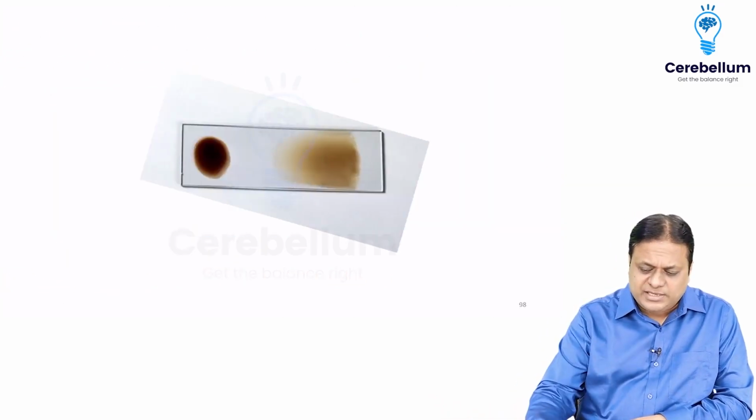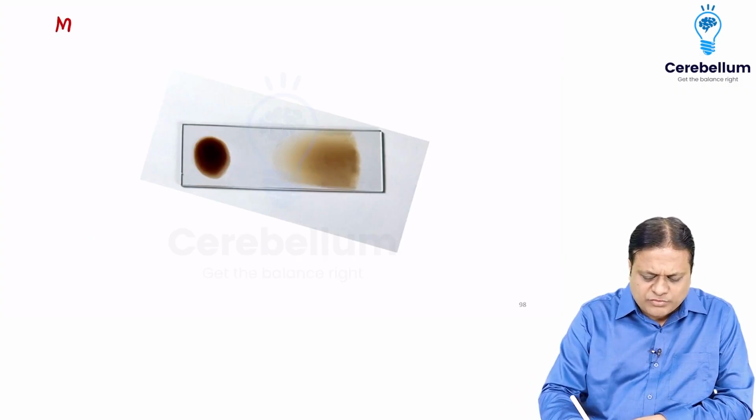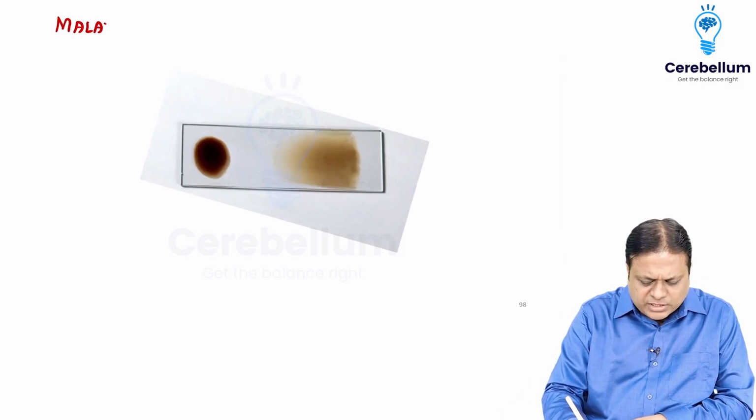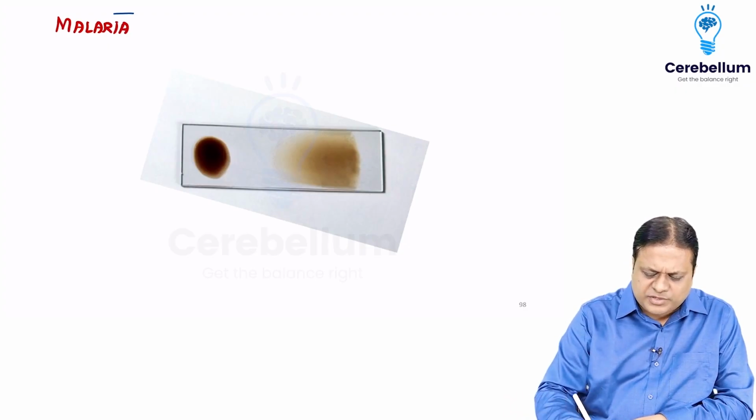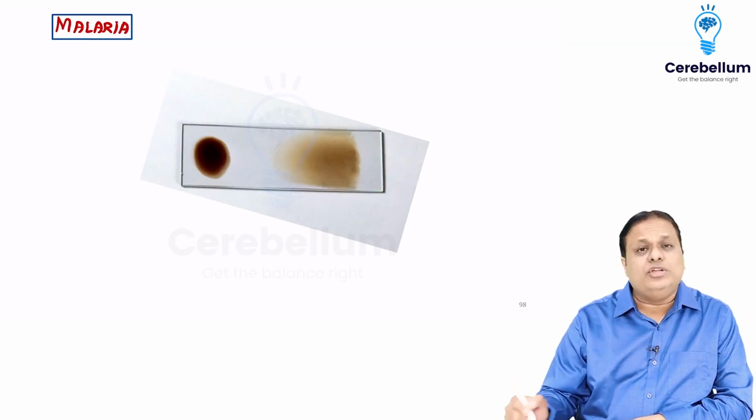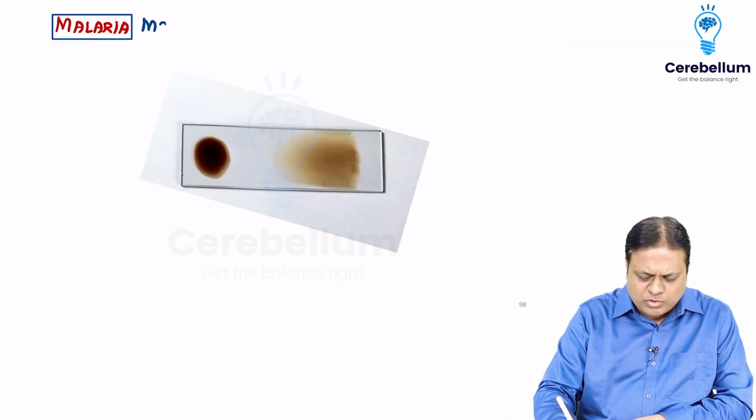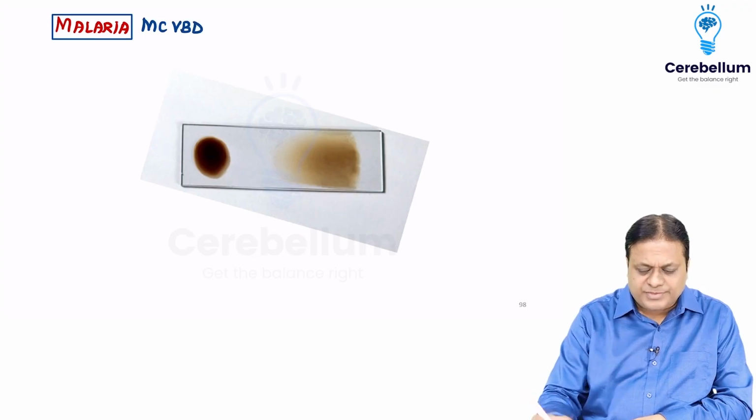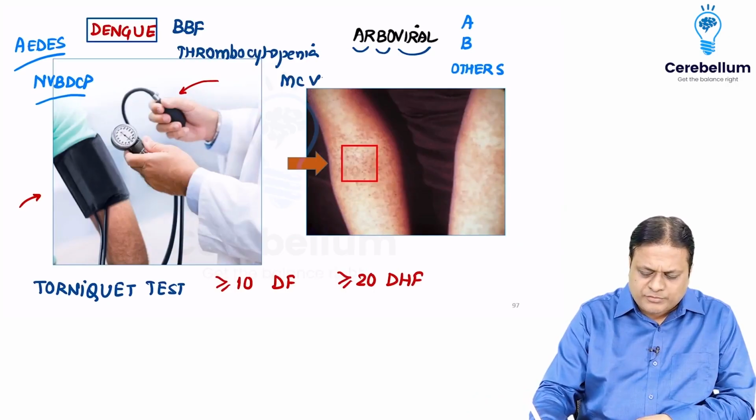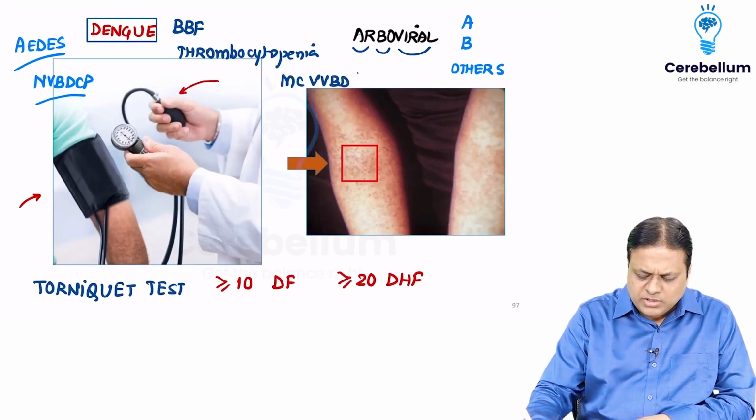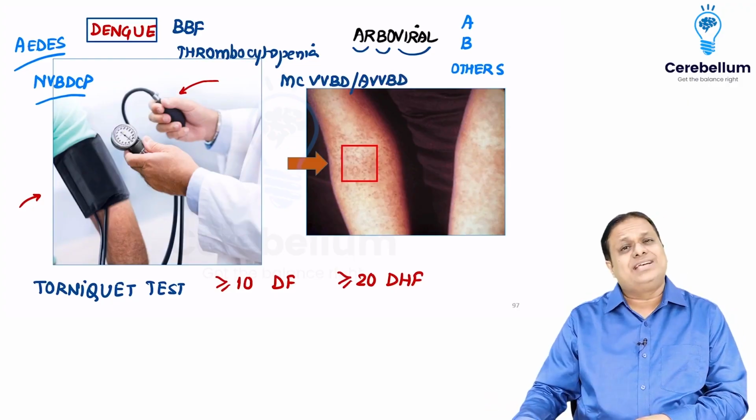This is, yes, we are talking of the most common vector-borne disease of India, malaria. Now there is a small difference. Technically, you should read carefully in the paper. When I say most common vector-borne disease, that is malaria. But when I say most common viral vector-borne disease or arboviral vector-borne disease, that is dengue.